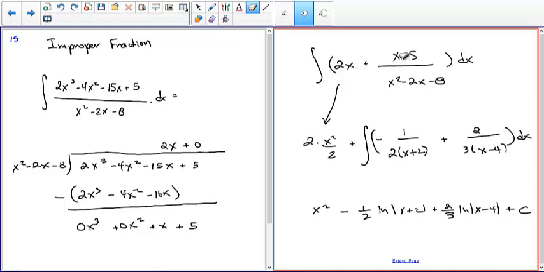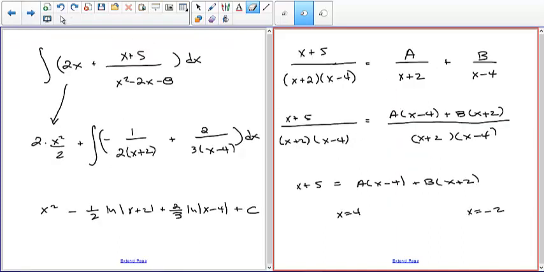Now the numerator is lower order than the denominator, so it's not an improper fraction anymore. So this part is always easy. The parts you get here are just going to be simple polynomial integration. So the integral of 2x is 2 times x squared over 2. Add 1 to the exponent, divided by the new exponent. And then the second part, we have to use partial fractions to break that into two parts. The result is that, but let's go to the next page and show you how you do that.